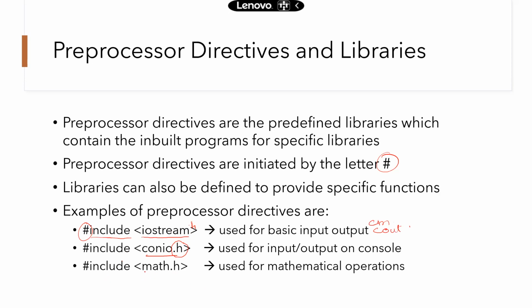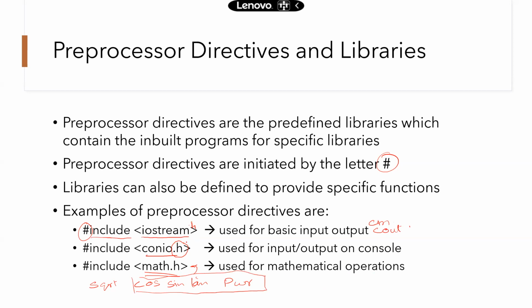Similarly, math.h is another preprocessor directive or library which has the basic definitions of different functions like cosine, sine, and tangent. You can have square root, I think it's sqrt. Then you can define the square or the power, which is represented by pwr. So these are different functions which are defined in math.h.